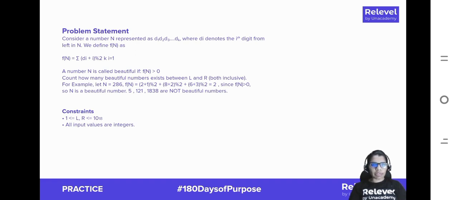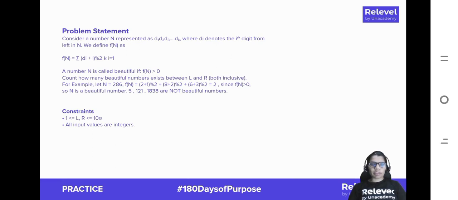For example, let n be equal to 286. Then we are taking all the digits one by one. For example, 2, 8 and 6. Then we are adding that on which ith index they were. So 2 is on first index. So that's why we are doing 2 plus 1. 8 is on second index. That's why we are doing 8 plus 2. 6 is on third index. So we are doing 6 plus 3. And we are taking modulo of all these three numbers by 2. And then we are adding them. So the summation gives us 2, as f of n is greater than 0 now. So n is a beautiful number, right?